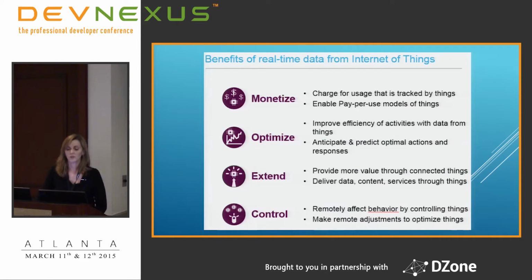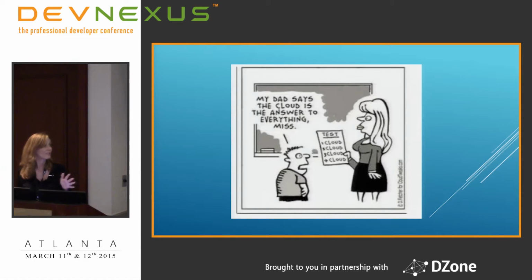These are just some examples of how, with the Internet of Things, you get benefits from real-time data. You can monetize, optimize, or extend your current applications, and also control and remotely affect behavior. This is just a little cartoon I found where it says, these days everything you hear, the cloud is the answer to everything. And I think that's one of the main benefits, the elasticity that you have, and that you can put all this big data into the cloud.